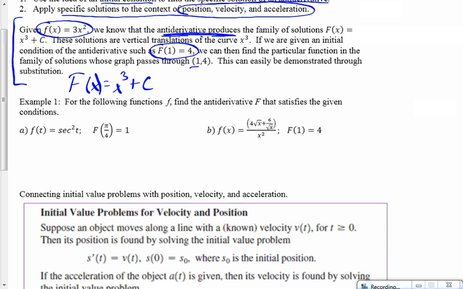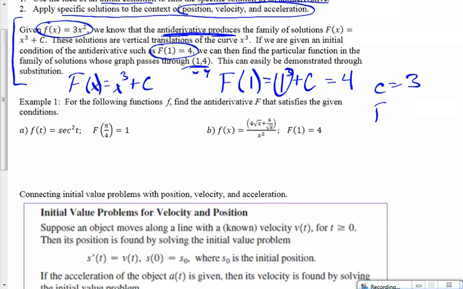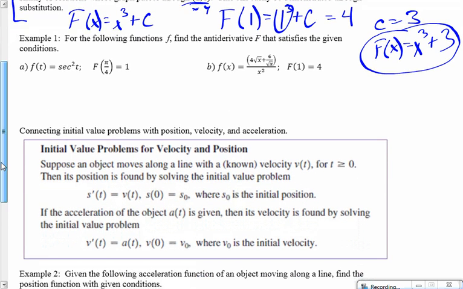So we know that it passes through (1, 4). We're going to use that idea that that xy ordered pair is on the function, and we're going to go ahead and set f of 1 equal to 1 cubed plus c. And we are told that f of 1 is equal to 4, so we should be able to see here that's 1 plus c, so c is equal to 3. So the specific antiderivative we were looking for here was f of x equals x cubed plus 3. Okay? It allows us to go from general to a little bit more specific. So we'll do one more, and then we'll get to a position problem.